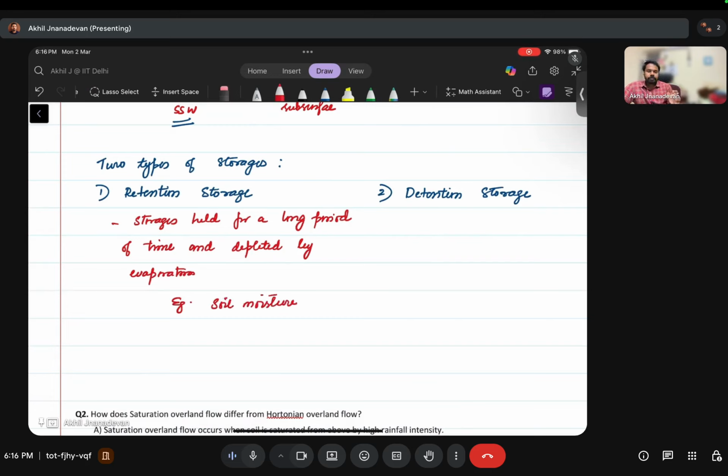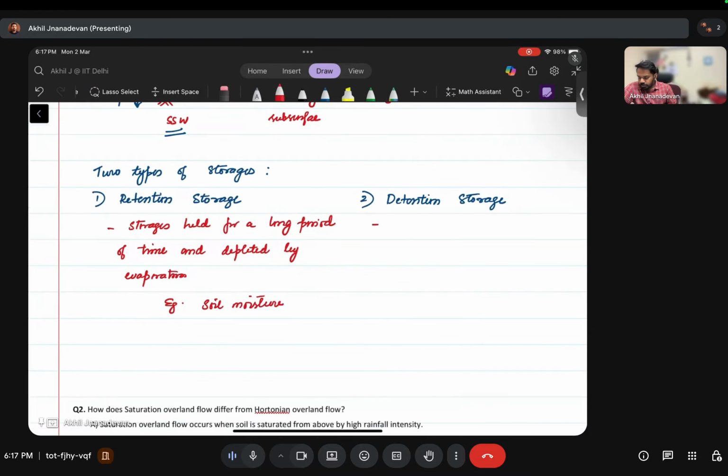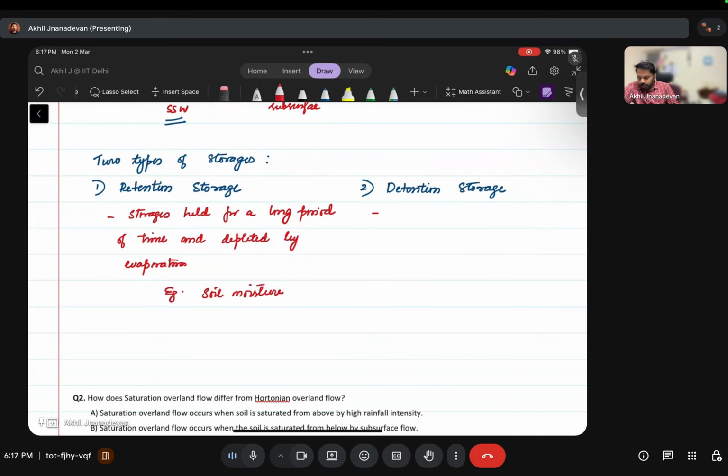So these are the types of storages coming out of storm water that can be held for a long period of time. For example, soil moisture can be held for a long period of time, right? And they are depleted by processes like evaporation and evapotranspiration. So we can look into what a detention storage is also. It is the opposite of that, that is, short-term storage.